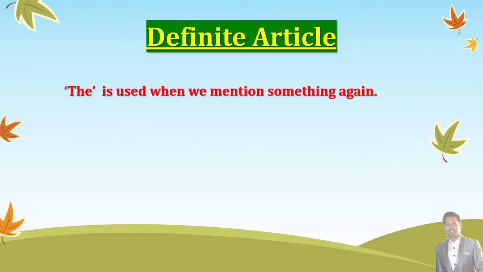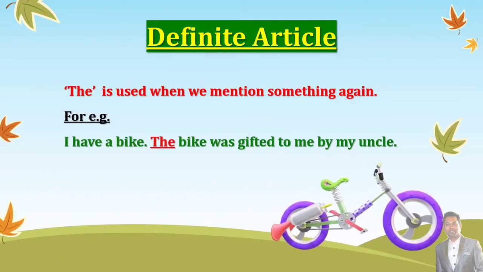That means once we've already talked about something and again we are talking about that same thing. So second time we are going to use the, because second time it's become specific now, particular. Let us take an example here. I have a bike. First time I have used the article a because we are just talking about any one bike in general. The bike was gifted to me by my uncle. So here we are again talking about that same bike. So second time we are going to use the article the, because in the second sentence this bike is now specific, particular.